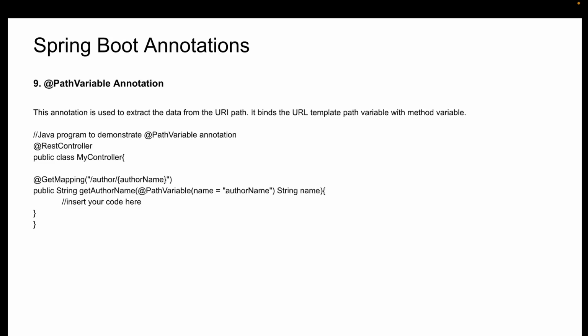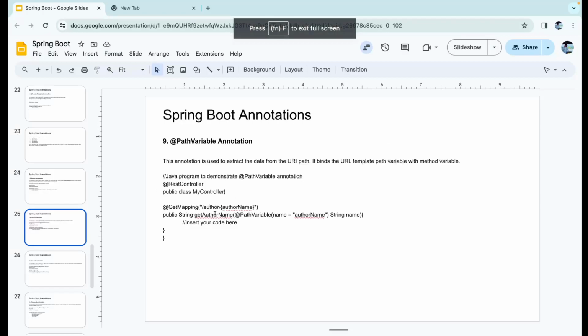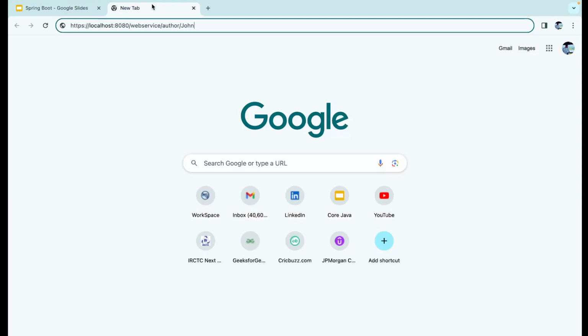Understood? Yes, sir. Yes, so when we use the URL, for my understanding, this is author, curly braces author name, this is for the resource or path. So when we use the URL, are we using it as it is, with curly braces, or are we removing the curly braces when we write John?